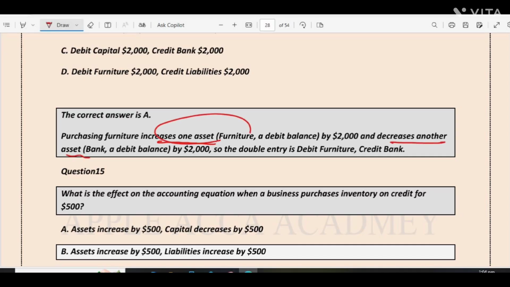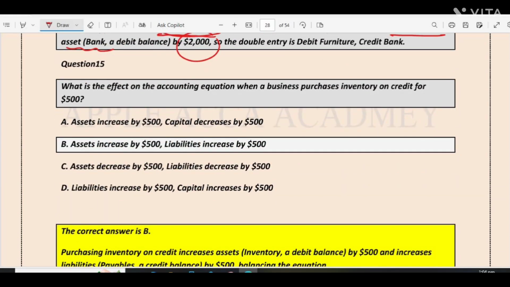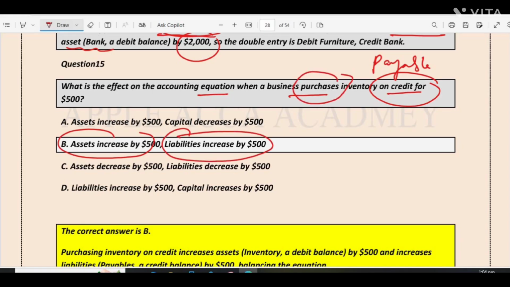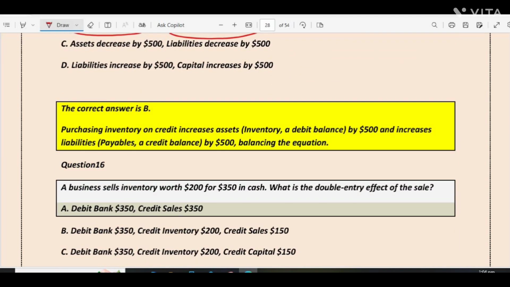Now let's move on to question number 15. What is the effect on the accounting equation when a business purchases inventory on credit? When you are purchasing inventory on credit, that will increase your liability. Your asset will increase because you are getting the inventory, and liability will also increase because you will have to pay in the future. So asset increases by this amount and liability increases by this amount, right? Purchasing on credit increases the asset, inventory, by 500 and increases the liability, payable, by this amount.